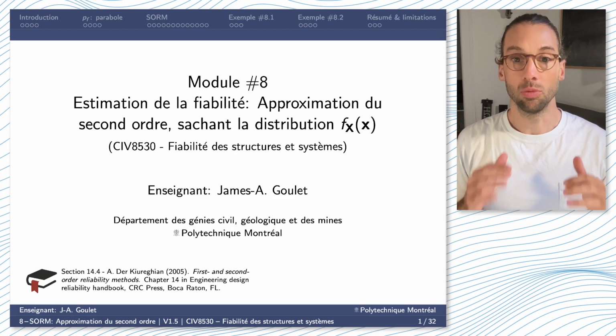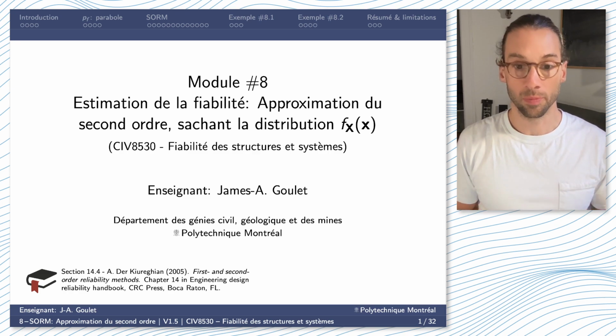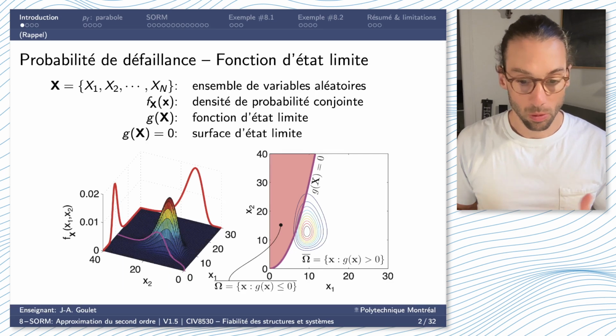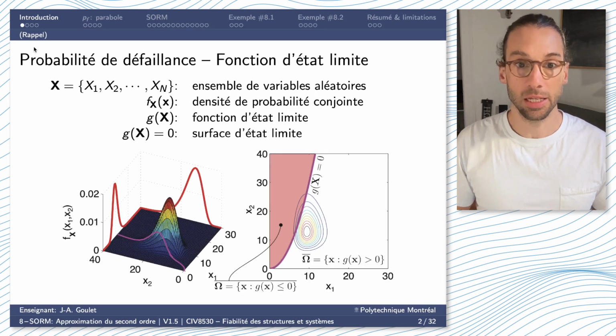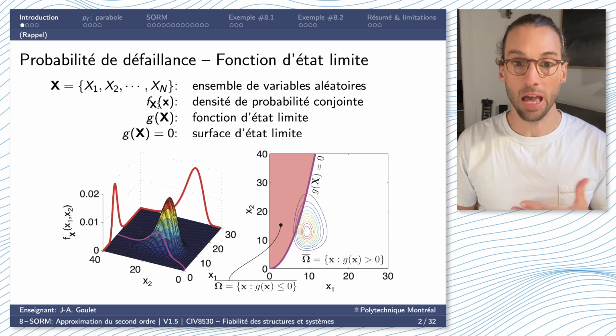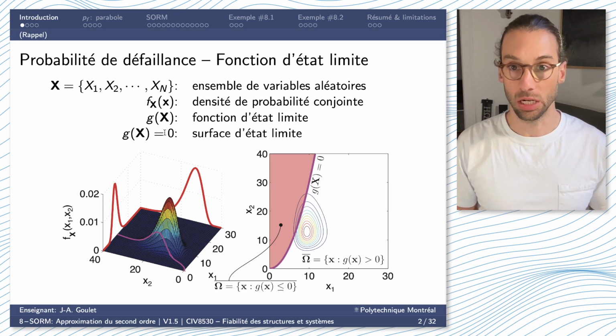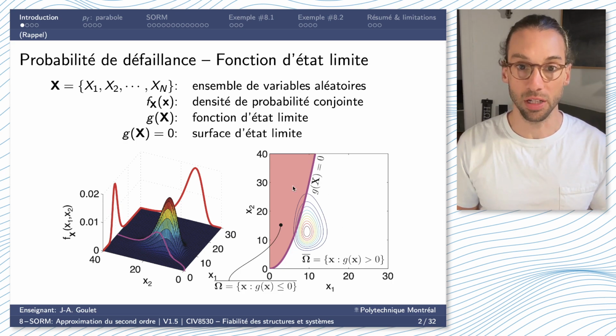In Module 8, we're going to see the second order reliability method, or SORM. A quick recap: X is our vector of random variables involved either in the resistance or solicitation model. f of X is their joint probability density, as represented here or here by the contour. g of X is our limit state function. It's going to be positive in the survival domain, negative in the failure domain.